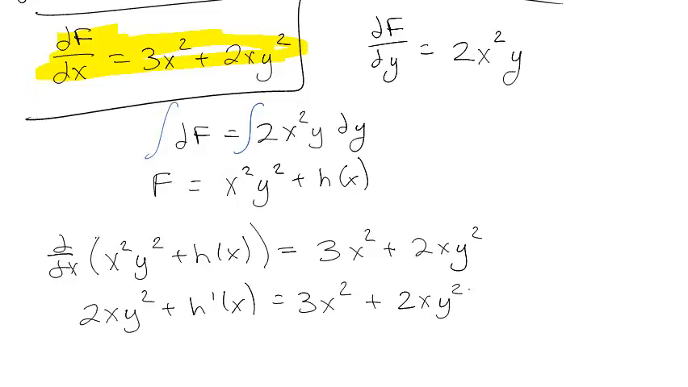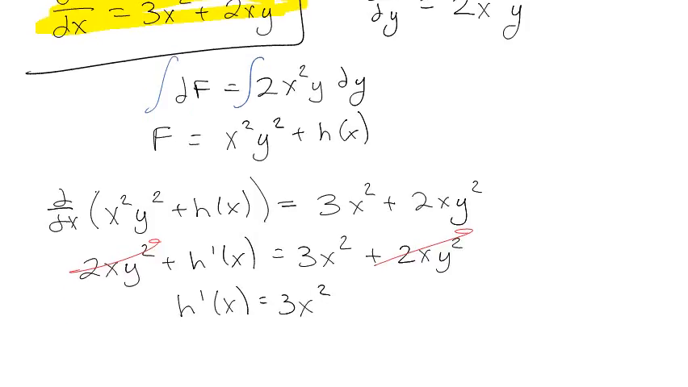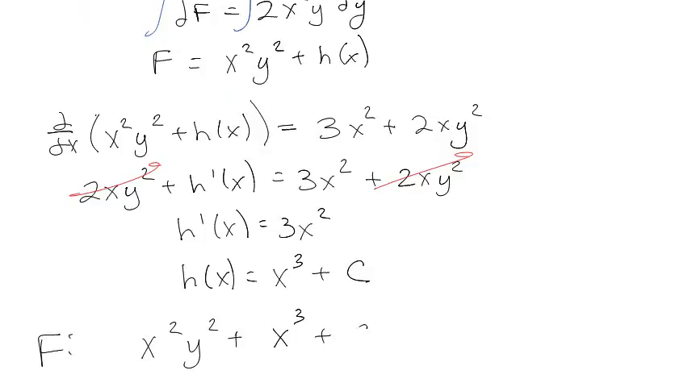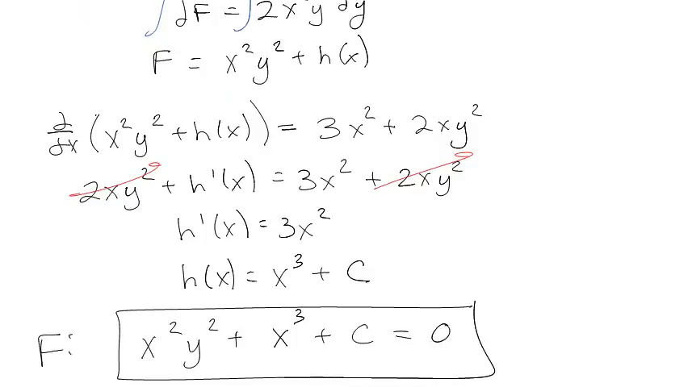As I get this to go through, I can subtract stuff out. H prime of x is equal to 3x squared, which means that h of x is equal to x cubed plus c. Therefore f, the solution, is x squared y squared plus x cubed plus c equals 0. And I was able to find a solution to that nonlinear, totally weird, inexact differential equation. Kind of?